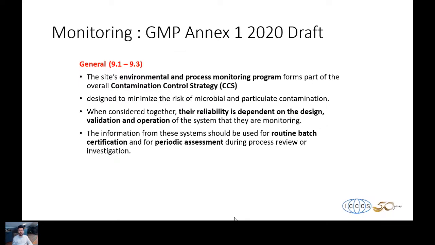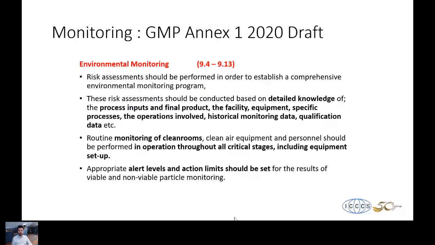It is designed to minimize the risk of microbiological and particulate contamination. When considered together, their reliability is dependent on the design, validation, and operation of the system that they are monitoring. The information from these systems should be used for routine batch certification and for periodic assessment during process review and investigation. So for environmental monitoring, we already know that whatever we see in the 2008 version still exists. That's why, as a value-added part, we start talking about the risk assessment.